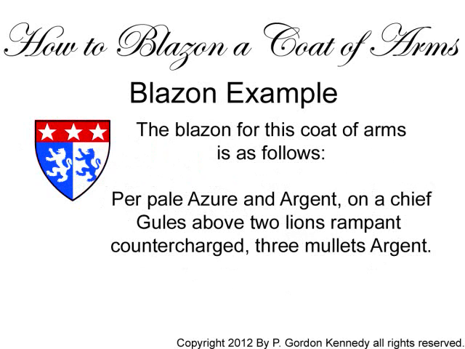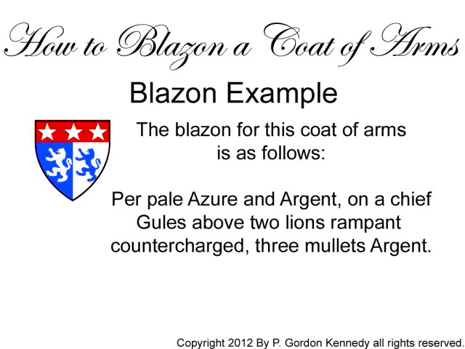Now this is a quick example of a blazon. The blazon for this coat of arms is as follows. Purple, azure, and argent. On a chief gules, above 2 lions rampant, countercharged, 3 mullets, argent.